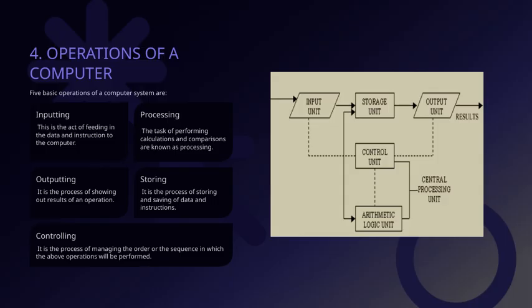Storing is about saving data and instructions so they can be accessed later. This could be on a hard drive, a memory card, or cloud storage. It's essential for managing information efficiently. Finally, controlling is about managing the sequence of these operations. It makes sure that input, processing, output, and storage happen in the correct order and at the right time. This control flow keeps everything running smoothly and efficiently. Together, these operations form the foundation of how a computer functions, enabling it to perform complex tasks seamlessly and reliably.